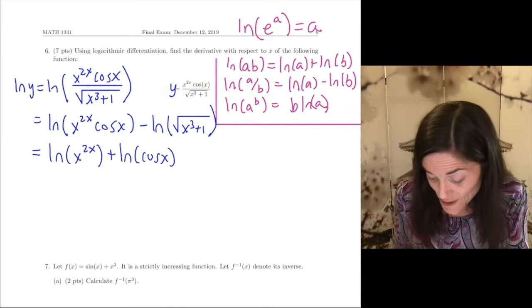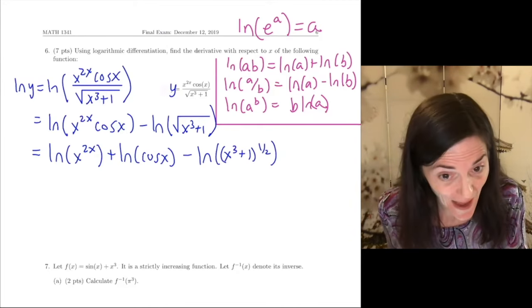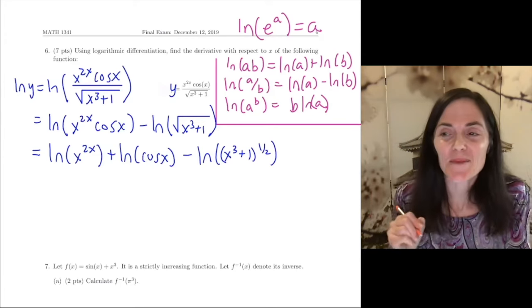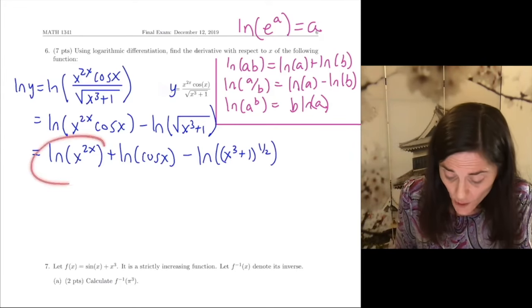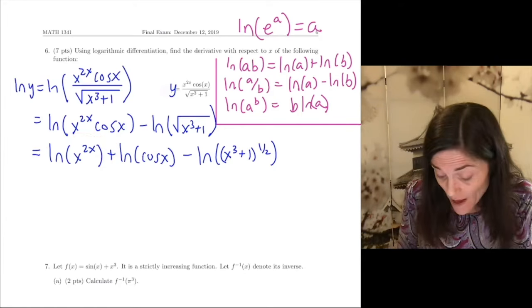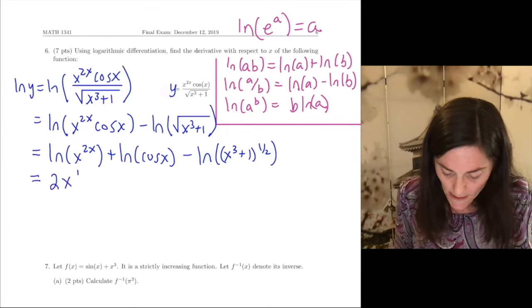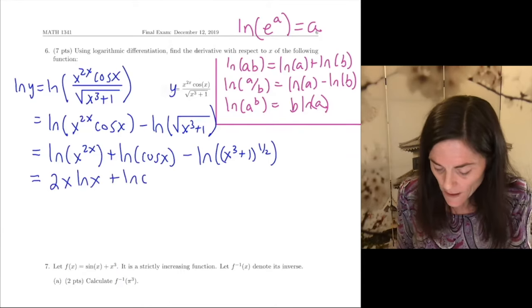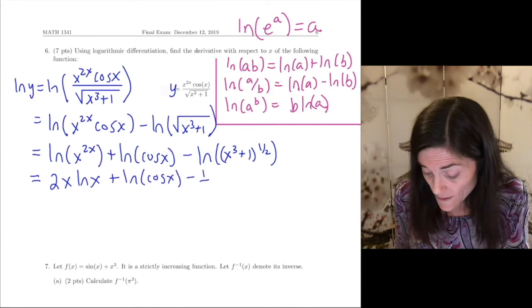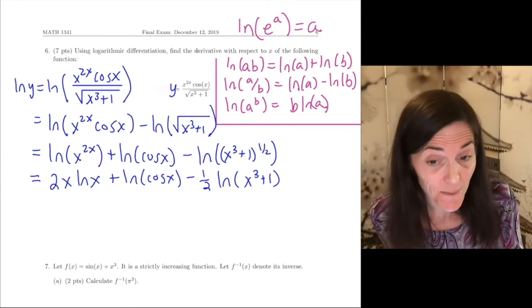Now, maybe I'll just rewrite this, but I will rewrite it as a power. This is x cubed plus 1, and then square root is a 1/2 power. Now I can take one more step to simplify. And this term alone is really what makes logarithmic differentiation so powerful. Function raised to a function. So this is 2x ln x. And then this I just recopy. And the final thing I can do here is I have a power. So this is 1/2 ln of x cubed plus 1. And now this is as simple as I can make this.